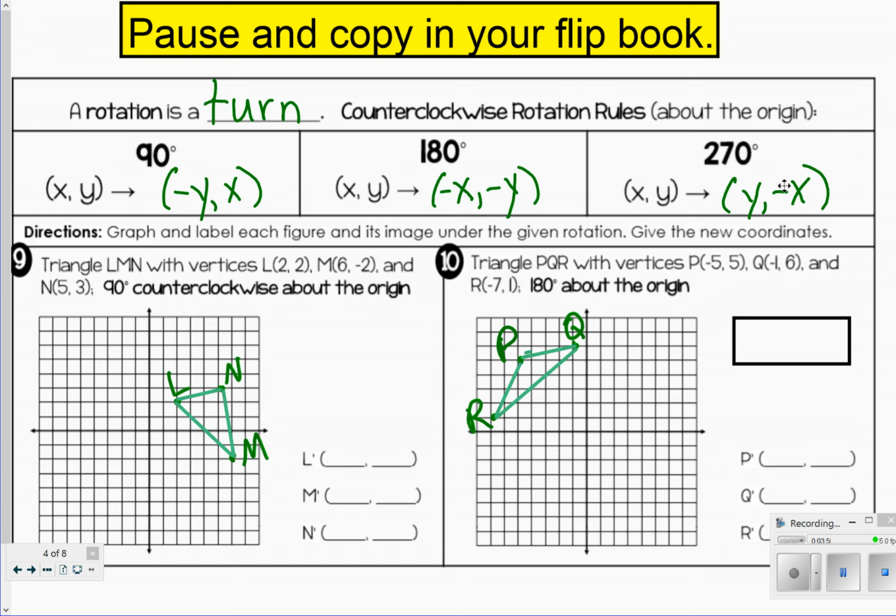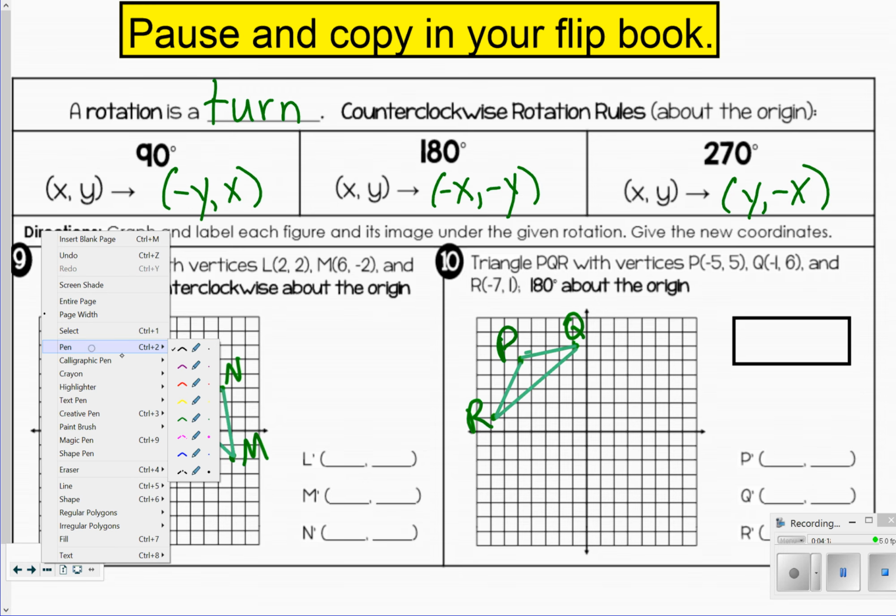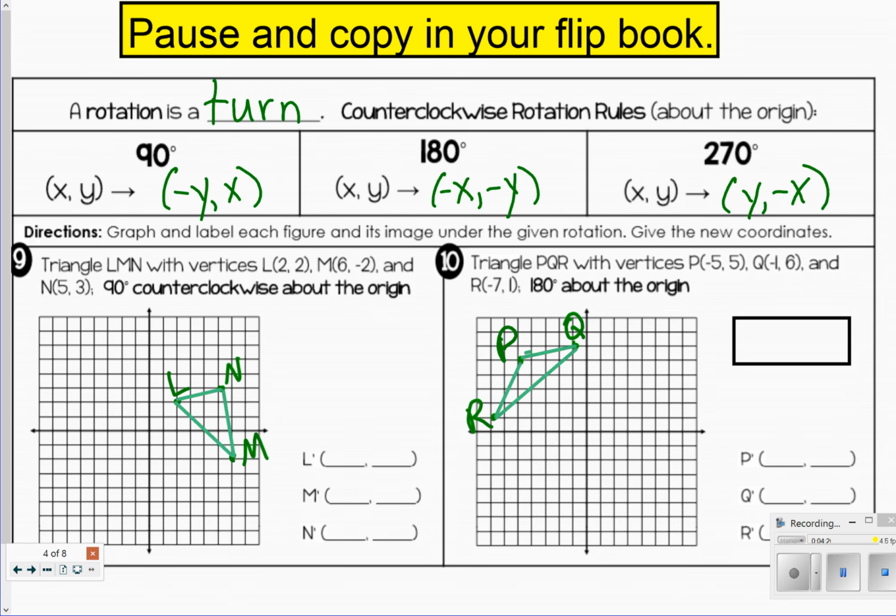As you can see, I've already placed the triangle LMN on our coordinate plane with the vertices that they have listed. Pause the video and copy this information down for both 9 and 10, the triangles for 9 and 10. Copy those triangles down. All right, well now I'm going to put on the new location. This is the pre-image in green. We're going to put the image in red.